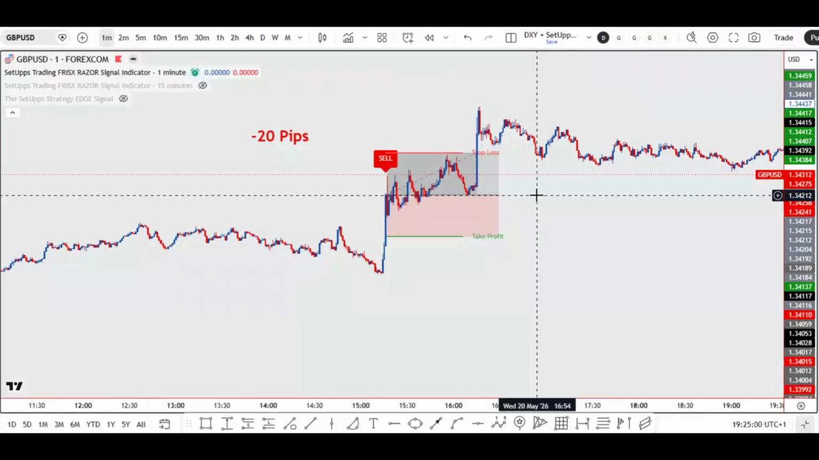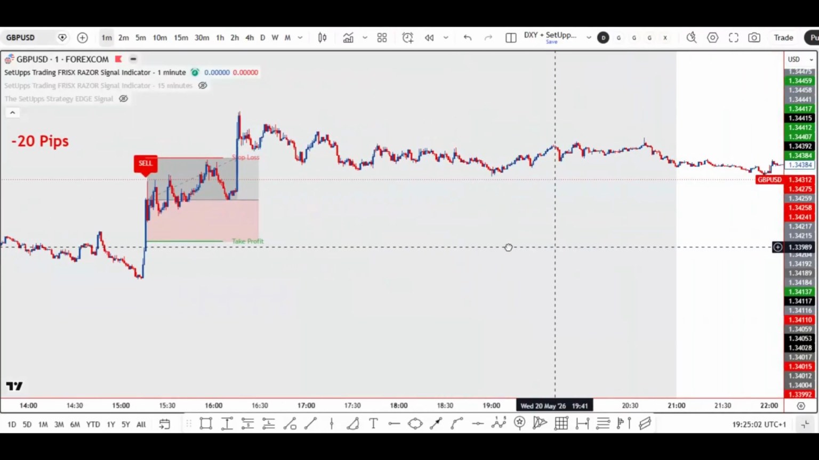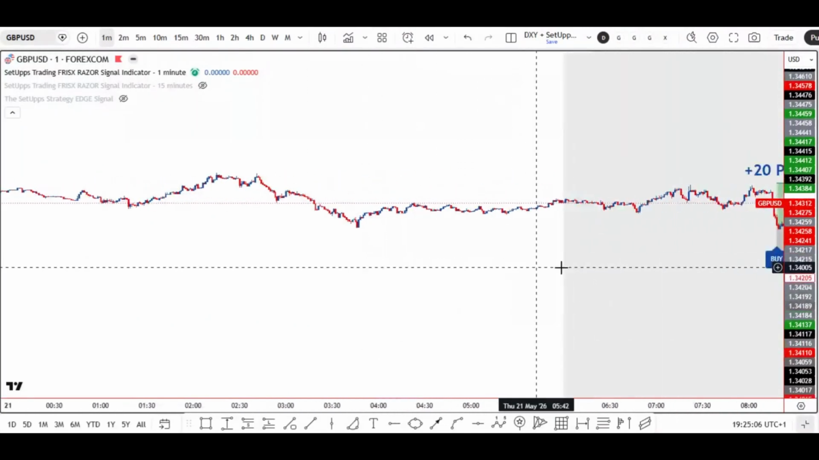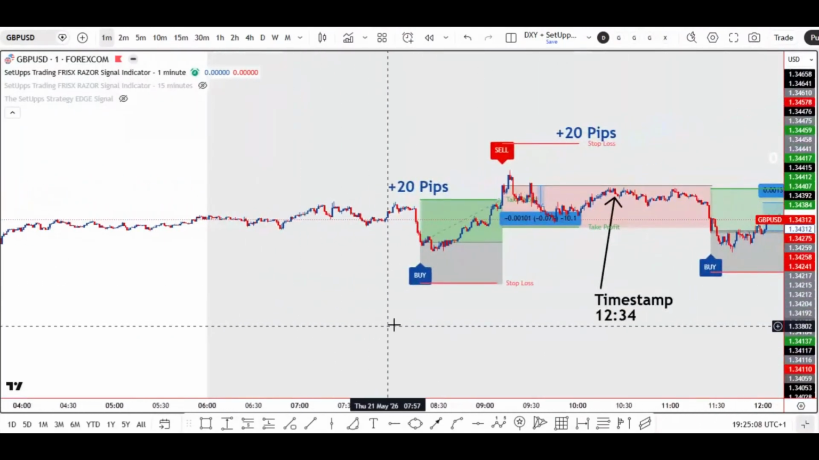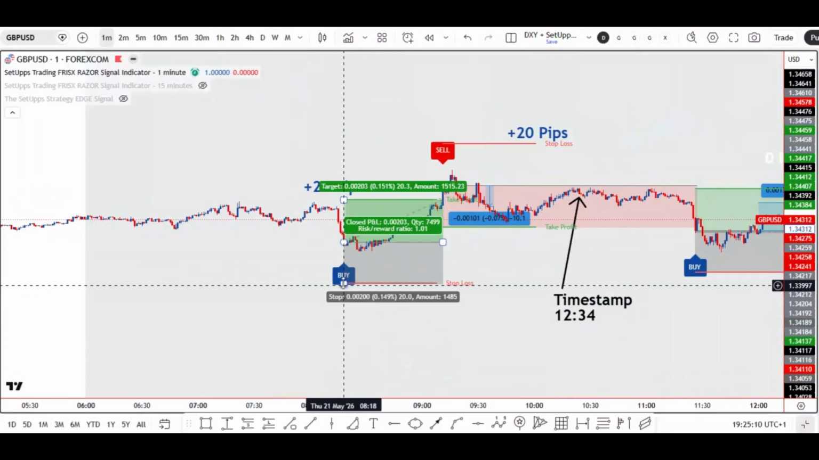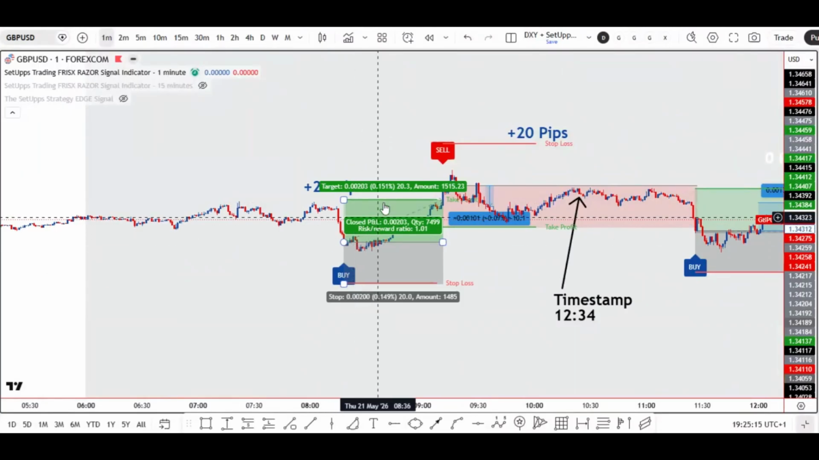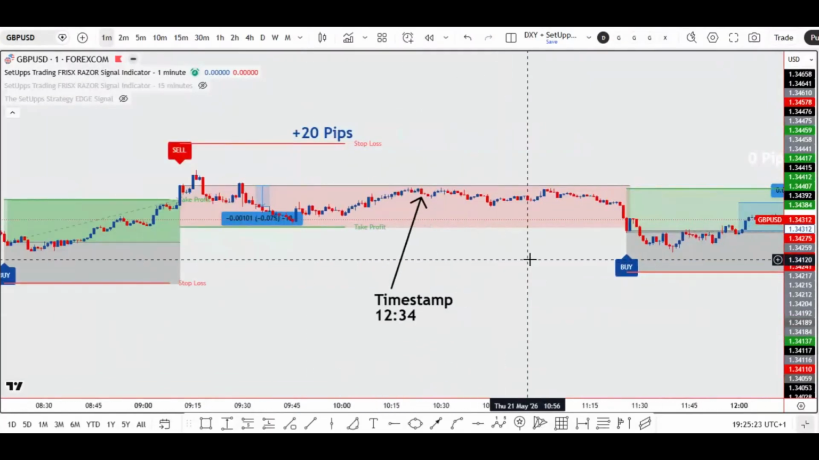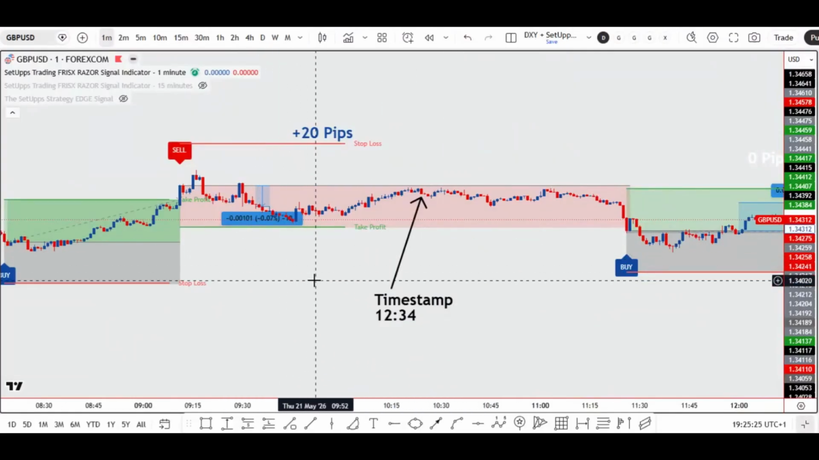Now Thursday. So Thursday we had one signal. That's a buy, it hits TP, no problem at all. Protect the capital, straight into profit. So far we've made 400. And then this trade here, right?